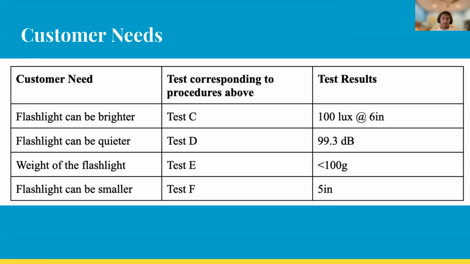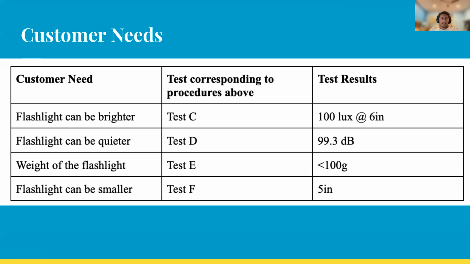Test C was conducted to determine the brightness of the flashlight in lux. We did this by using a photometer, and the purpose of this test is to determine the intensity of the flashlight's light and to see whether it met the intended specifications for our company. And our results yielded that it had a light intensity of 100 lux at a distance of 6 inches.